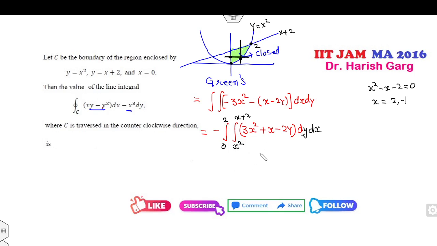Fine. So now you can solve this integration. I think that's very simple. You can try to solve it and let me know the answer in the comment box. What will be the answer of this problem? And see how many steps you need to get your answer. Let me know the answer in the comment box.